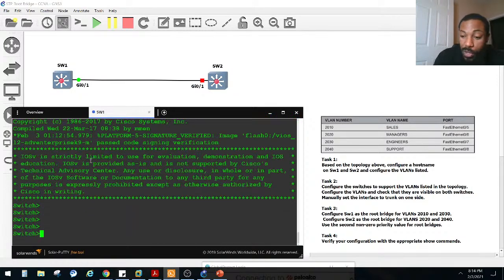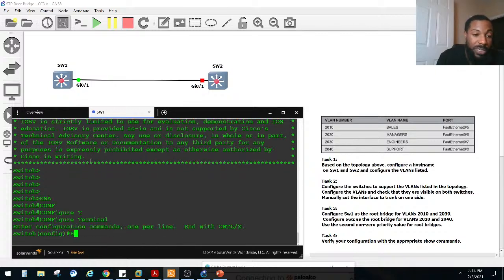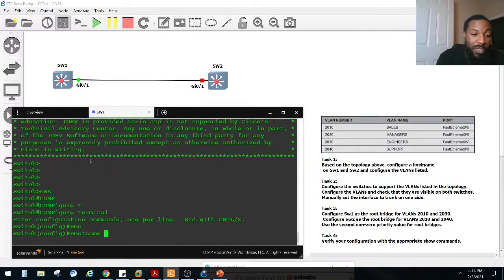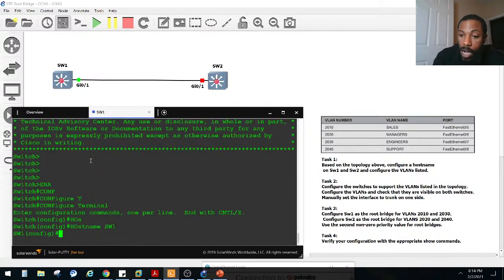We're gonna try to knock this out. So we said we wanted to name this one Switch 1. We'll go to global config mode. This should be really easy, just hostname and then the name of the switch. So it was SW1. And then configure the VLANs listed. So they want us to configure VLAN 2010. Y'all can see that, right? 2010, 2020, 2030, and 2040, which is the sales VLAN, managers VLAN, engineers VLAN, and the support VLAN.